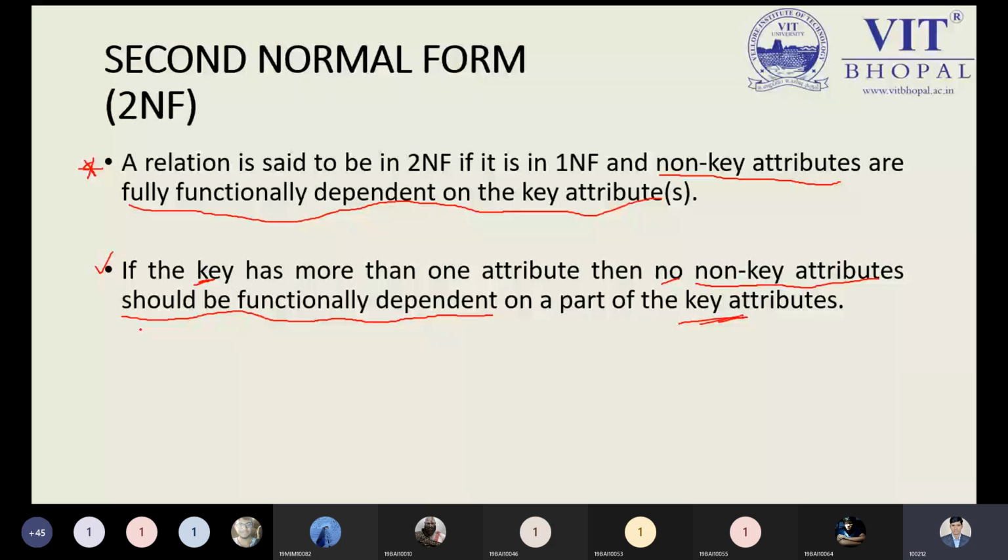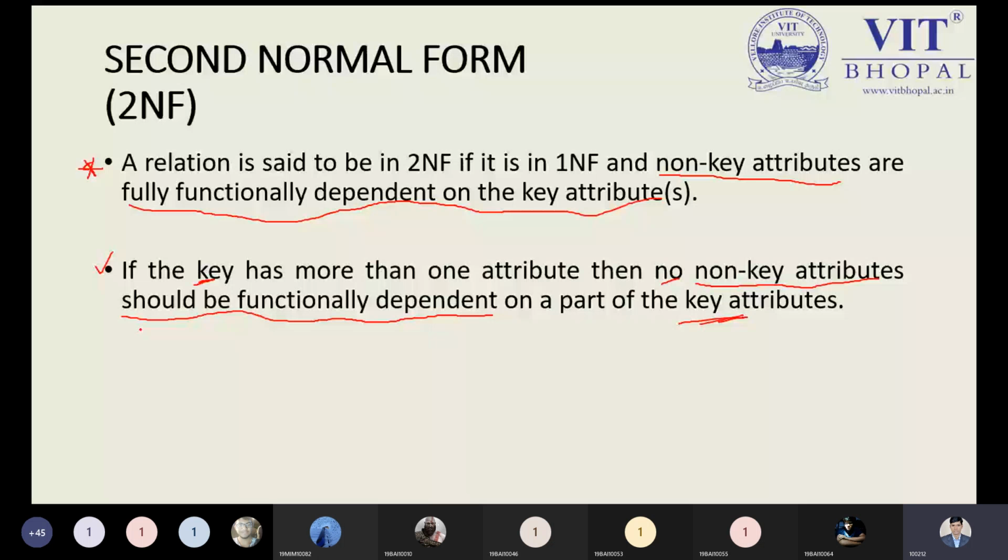The normalization process and functional dependency is a process where you have to use logic to find or simplify the information. It depends on the user's functionality, but you need to take care of all these points, and the definition should be proper. The definition says that in second normal form, non-key attributes are fully functionally dependent on the key attribute. But the key point here is, if the key has more than one attribute, meaning the key may have a multi-valued attribute, then how can you define it? The point is, if the key has more than one attribute, then no non-key attribute should be functionally dependent on part of it.